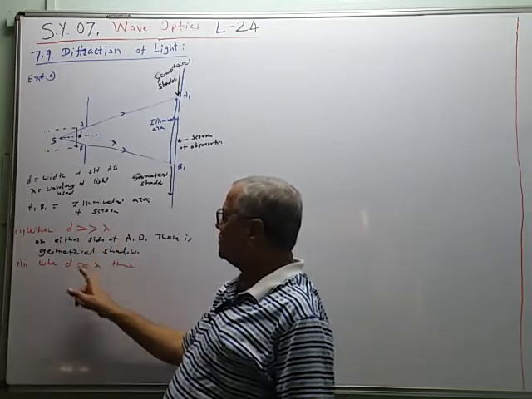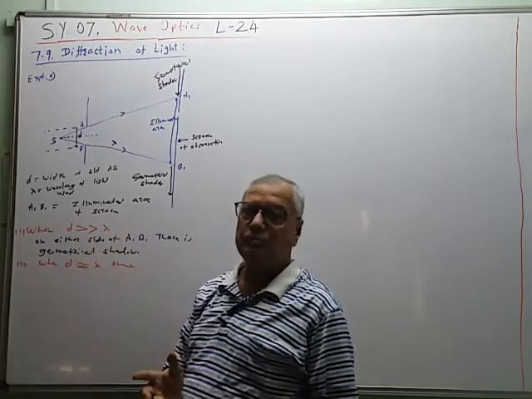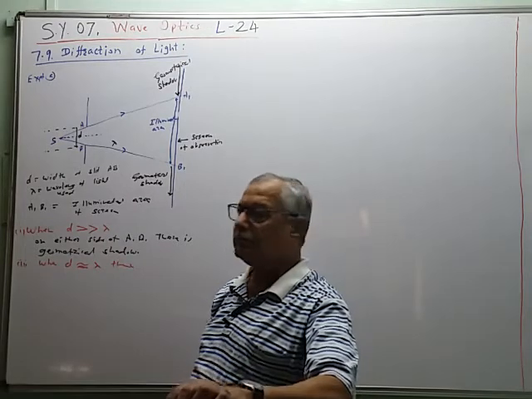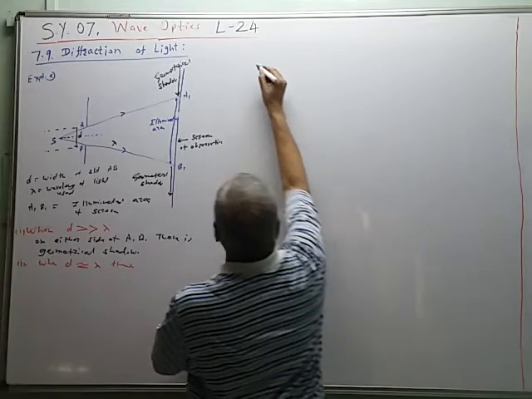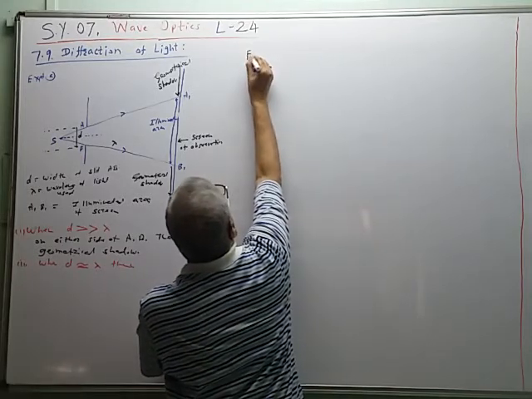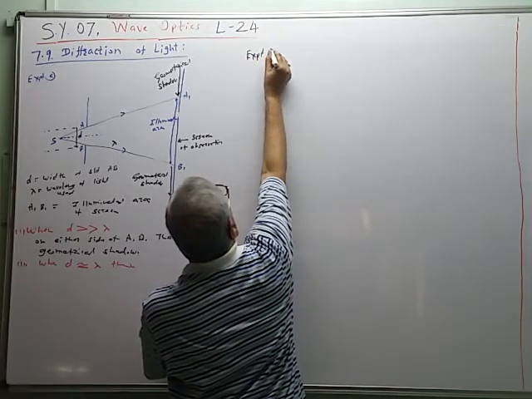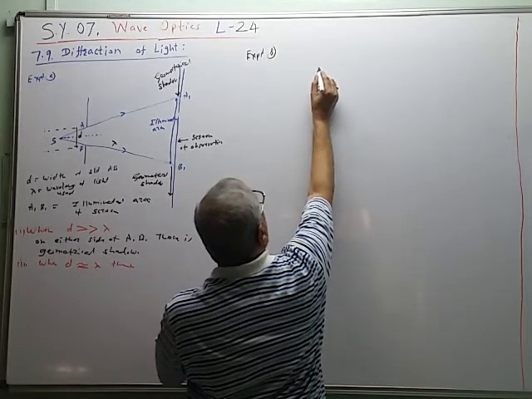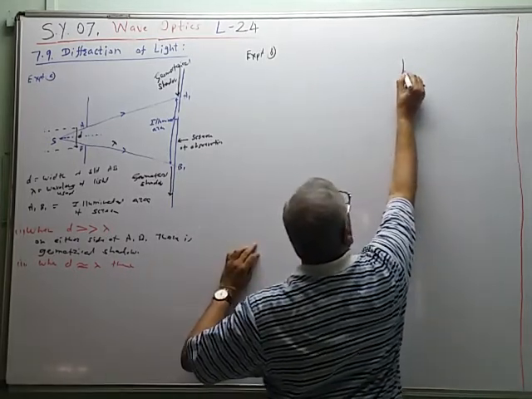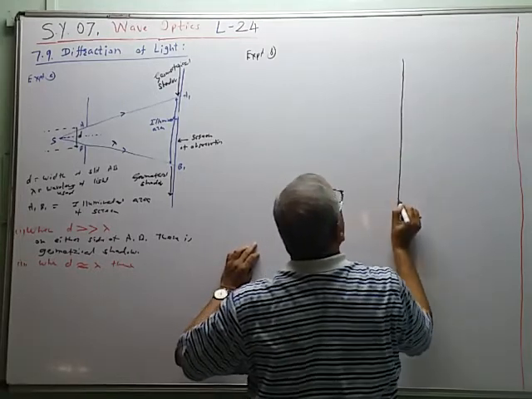Now if d and lambda are comparable, then there is a change in observation. What is the change in observation? That we will see afterwards. Now experiment B. Here again we are using the screen of observation.